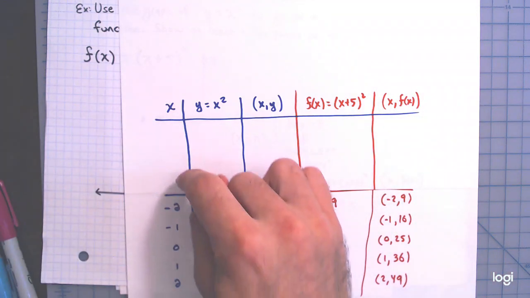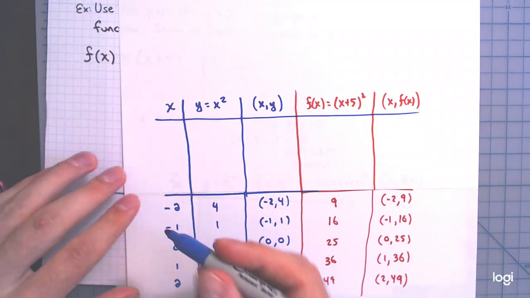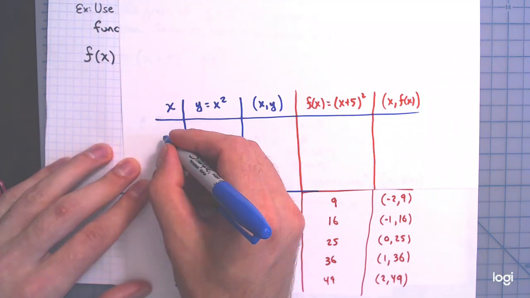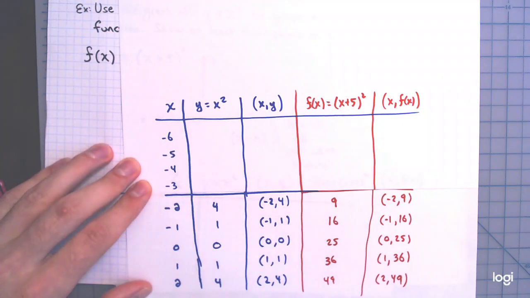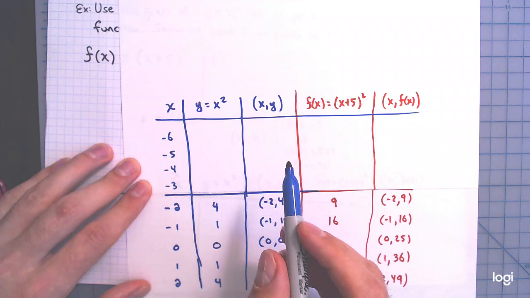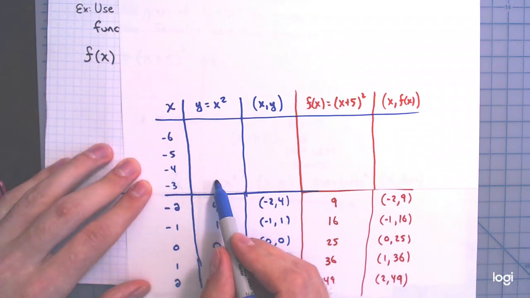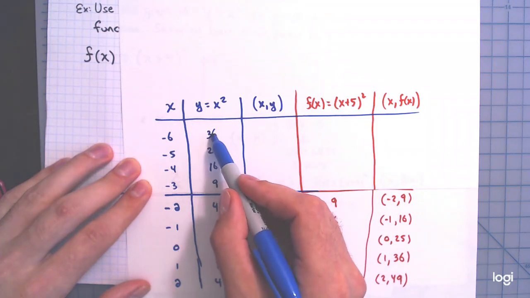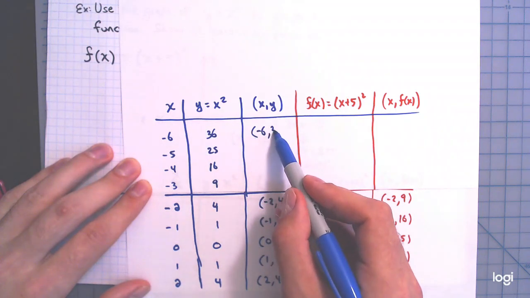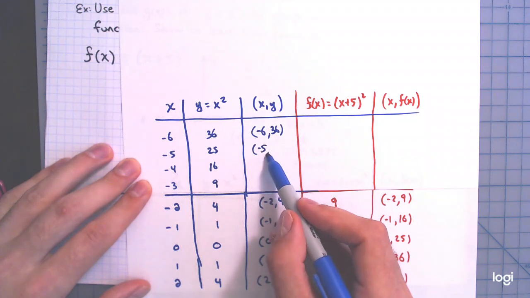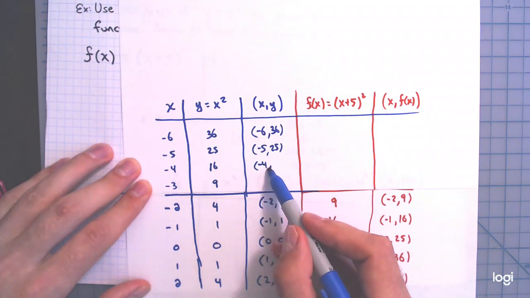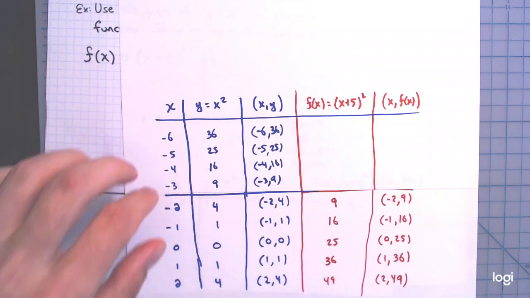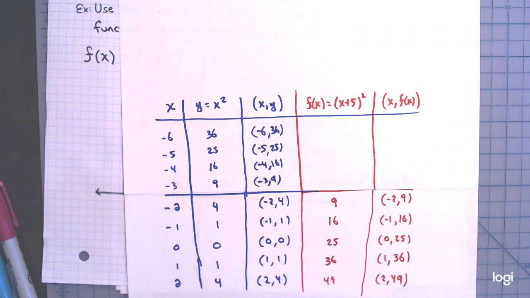Alright, so I'm going to go backwards here. Plug in negative 3 for x, negative 4 for x, negative 5 for x, negative 6 for x, and you could do this all day long if you want. Now for y equals x squared, this would be 9, 16, 25, 36 for the outputs, right? So I have negative 6, 36, negative 5, 25, negative 4, 16, negative 3, 9, and so on, right? Lots of points. I can plot points all day long.